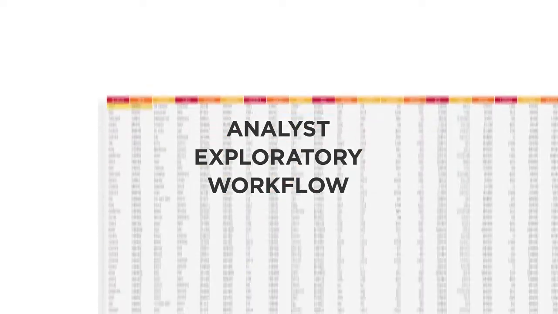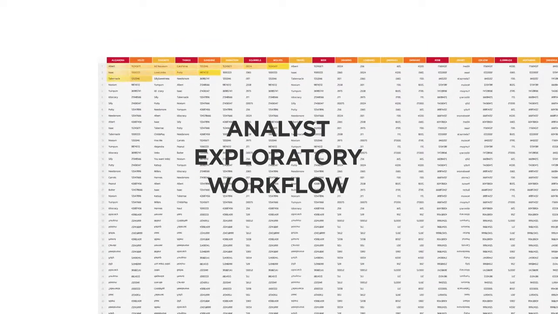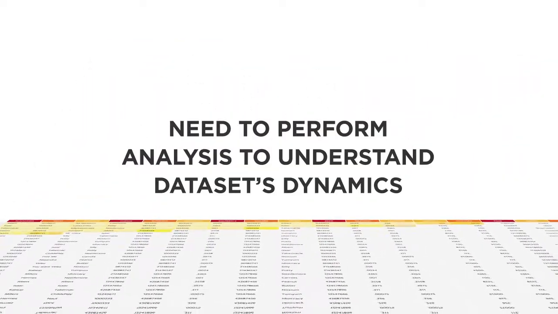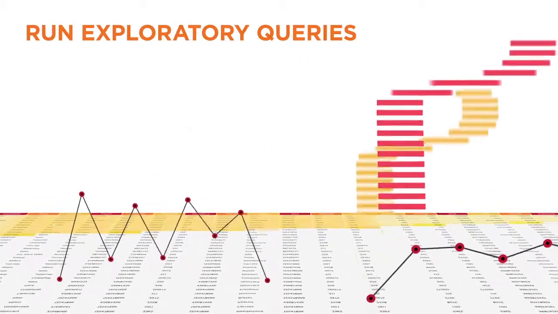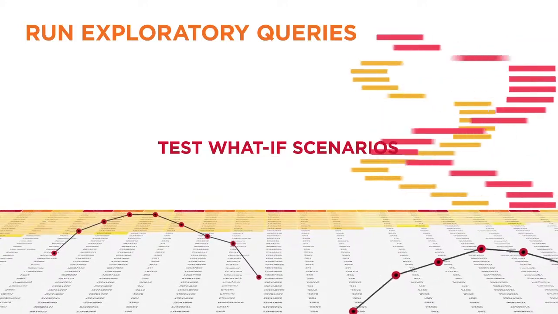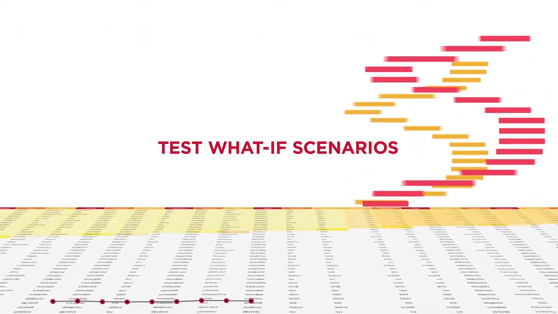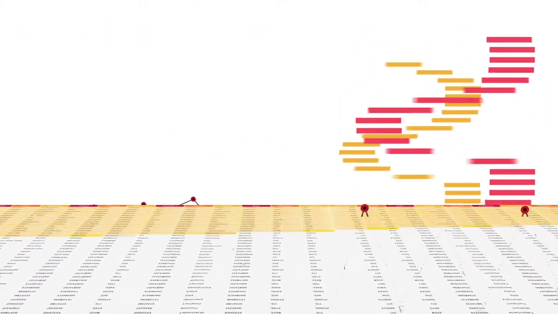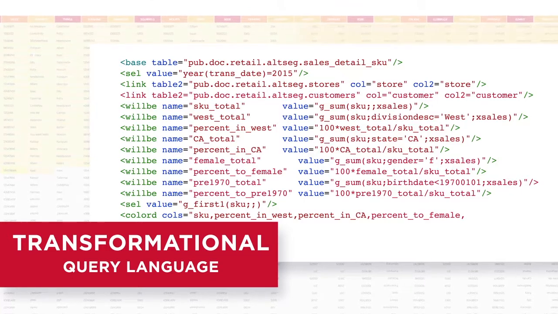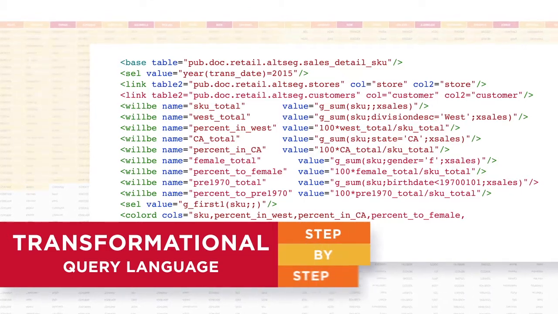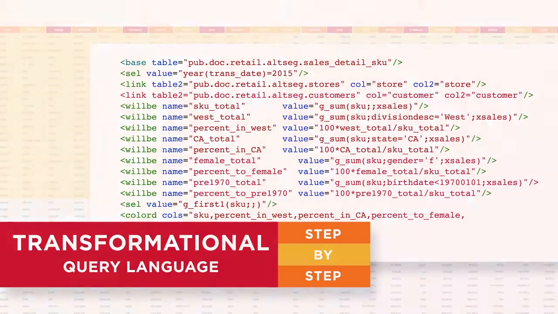This approach meshes with an analyst's exploratory workflow. When working with a billion-row dataset for the first time, you'll need to perform analysis to understand the dataset's dynamics. You'll run exploratory queries and test what-if scenarios. You may not know what the result is, so attempting to describe the query can be difficult. A transformational query language allows you to express your analytical query as how you'll think through the problem, step by step, with each step building on the prior.